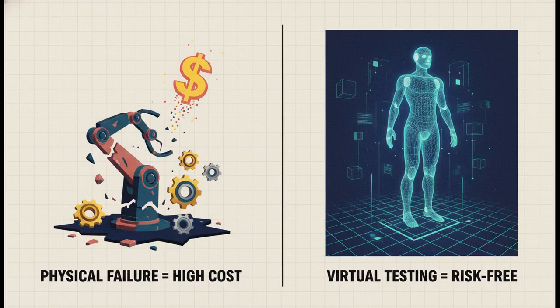Think about it like this. Before a robot ever takes its very first physical step, it has to learn how to stand in a virtual world. Why? Well, because physical engineering is incredibly expensive, and early-stage prototypes are notoriously fragile. A single fall, just one, can destroy months of hard work and thousands of dollars in specialized components.